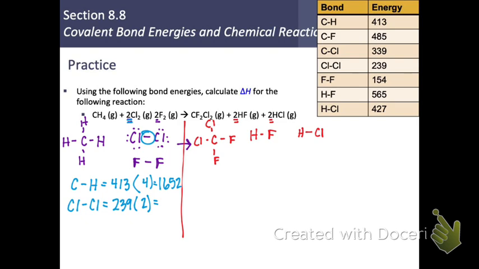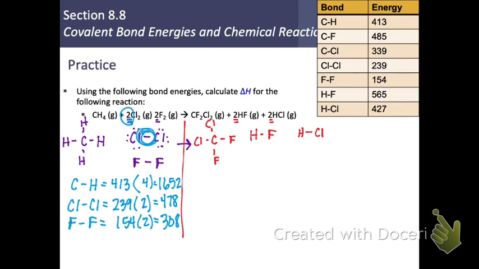Does that make sense? I'm only breaking one bond within that molecule, but I've got two molecules, so that's where my 2 comes in. Fluorine to fluorine, I've got a single bond there that is 154, and I've got 2 of those bonds I need to break, which gives me 308. And that's it for my reactant side.